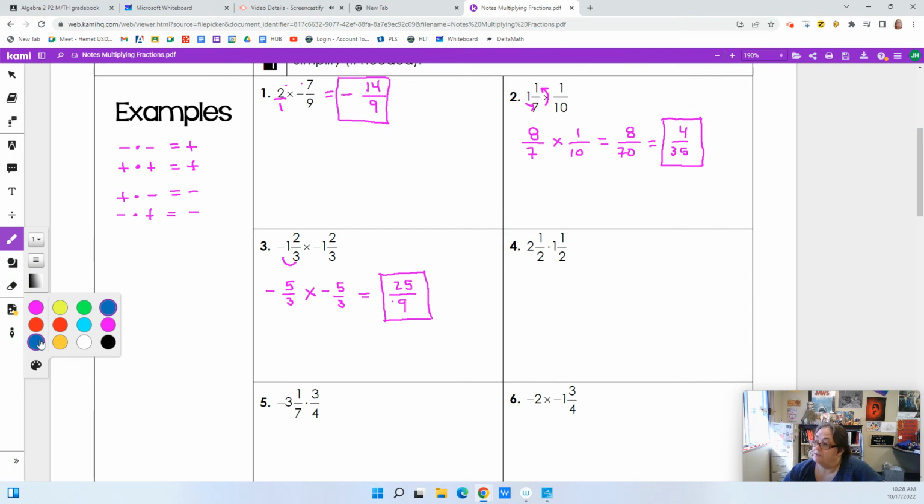Next, I'm going to change colors just because I'm tired of looking at the purple. Yes, Leia? When there's a whole number, do you have to turn that into an improper fraction, or can you just multiply the whole numbers? No, you have to, because of the way we're doing things now, we need things in the improper fraction form. So you want to turn them into improper fractions first.